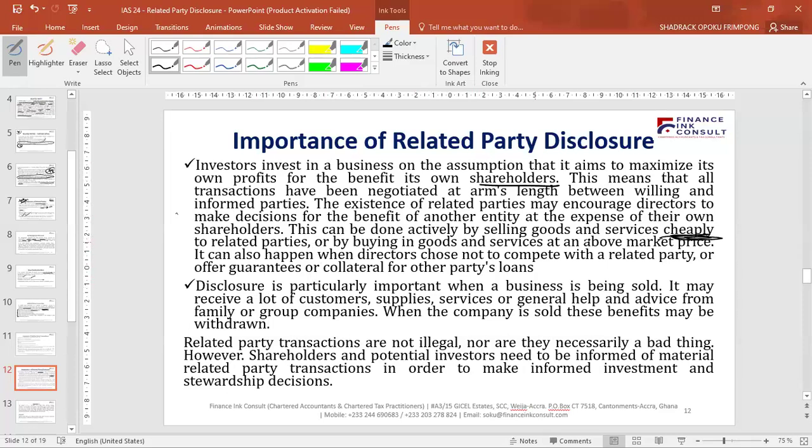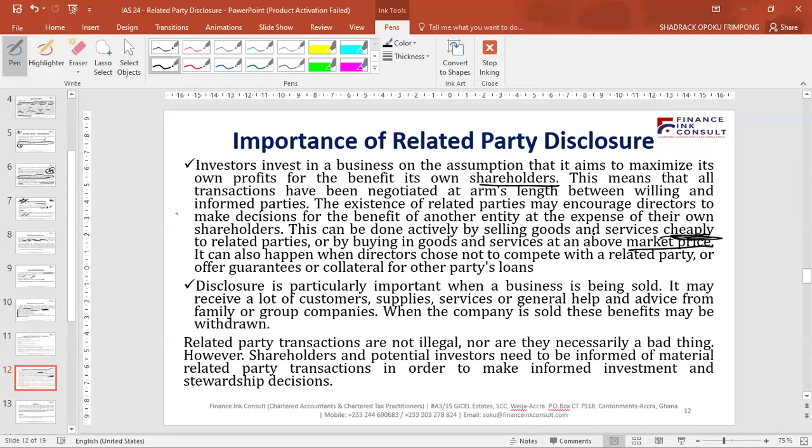So this can be done actively by selling goods and services cheaply to related parties, or by buying in goods and services at above the market price. So this also happens where you want to shift tax. That is why GRA will be interested in related party transactions. We think Ghana here, our tax rate is very harsh, and we will be making a lot of profit here in Ghana. So we don't want our profit to be taxed here in Ghana at a rate of 25%. Our general tax rate is 25%.